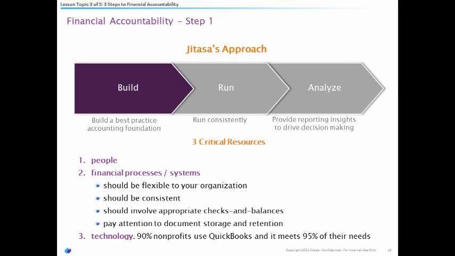And then you also want to pay attention to your document storage and retention. I find that's one issue with especially smaller nonprofits, that the retention of documents is an issue. So whether you scan them and put them online and keep them in the cloud, or you have your own personal filing system, it's important to maintain that, especially as you start to prepare for audits as you go larger. And then the final thing we'll also talk about is technology. Basically, at this point, a lot of nonprofits are using QuickBooks. Personally, at Jitasa, we use QuickBooks Online, and QuickBooks Online actually meets about 95% of most organization needs.